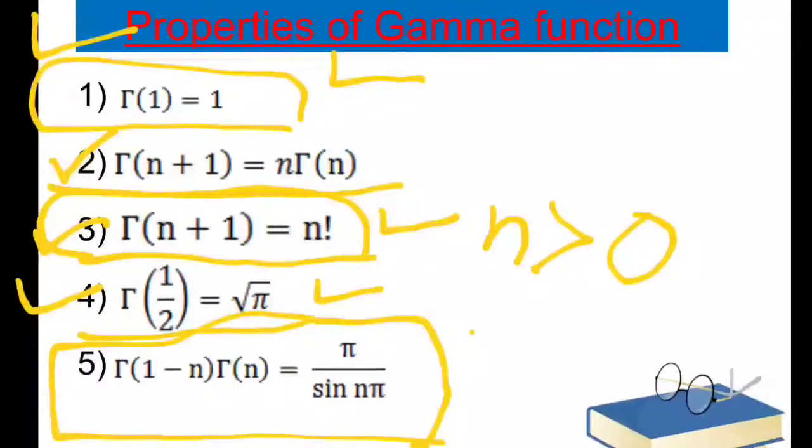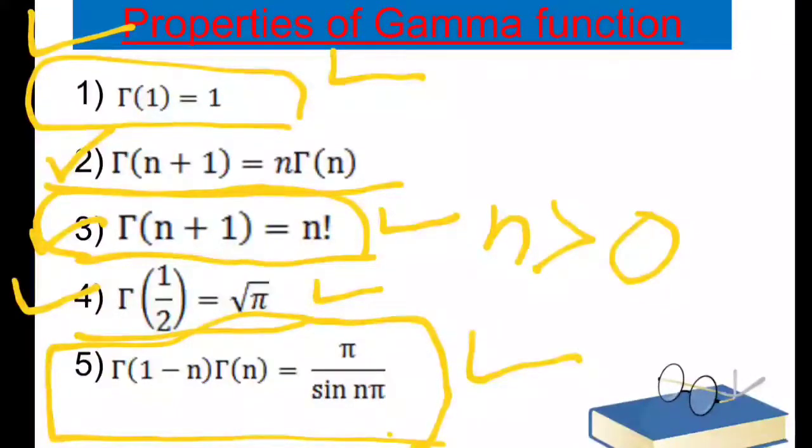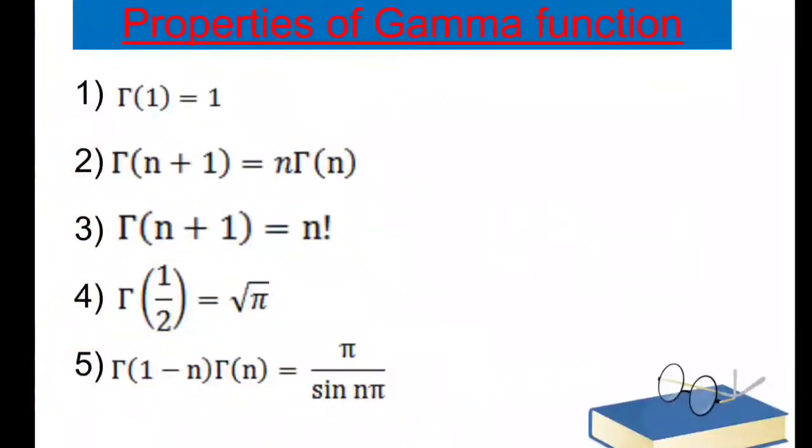Next important formula in gamma function is gamma of 1 minus n into gamma n is equal to pi divided by sine n pi. This formula we can use in many examples. If we are solving integration in product form, then at that time we get two gamma terms, and if it is not possible to apply the standard formula, that is gamma of n plus 1 equals n factorial, then we have to use this condition. That means we write the gamma product term in such a way that gamma of 1 minus n into gamma of n, so we get pi divided by sine n pi.